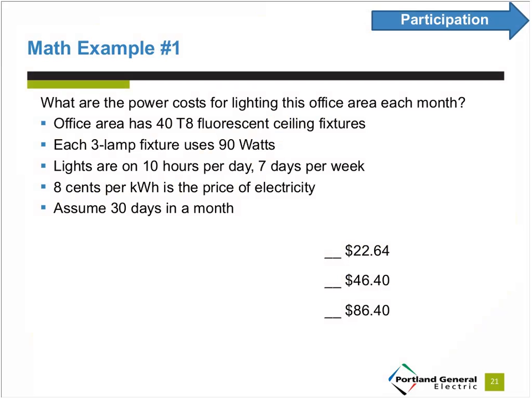So let's do some more math. What are the power costs for lighting this office area each month? The office area has 40 T8 fluorescent ceiling fixtures. Each 3-lamp fixture uses 90 watts. The light is on 10 hours a day, 7 days a week. We'll use 8 cents per kilowatt hour as the price of electricity for this example, and we'll assume a 30-day month. You should be able to use the formulas and determine what it costs per month to light this room.